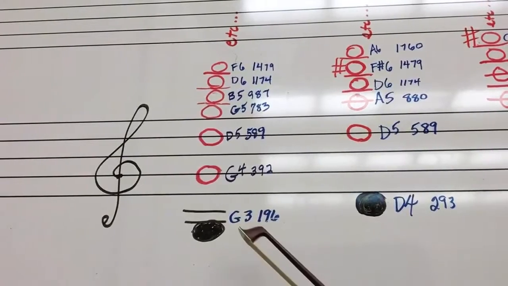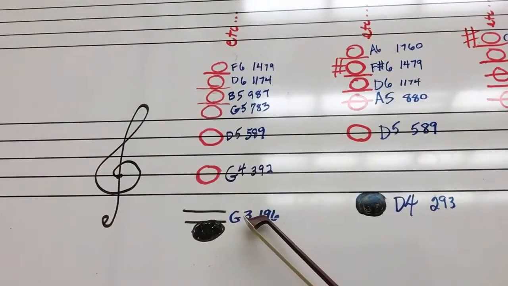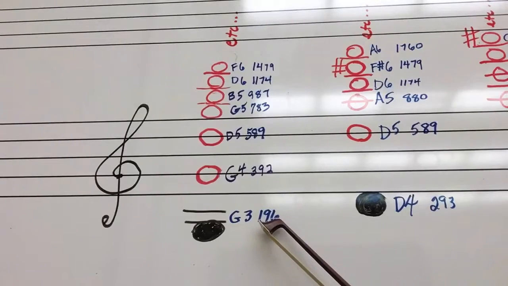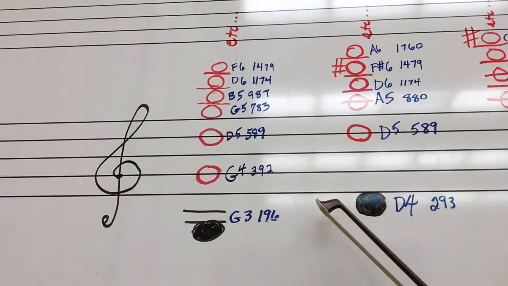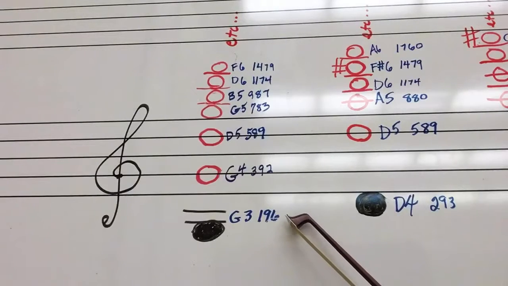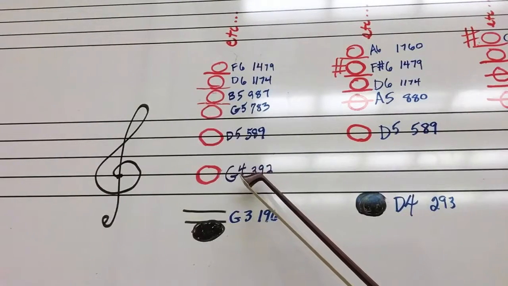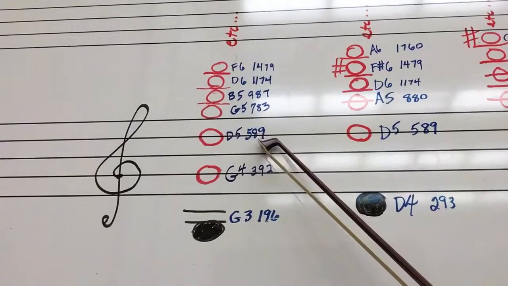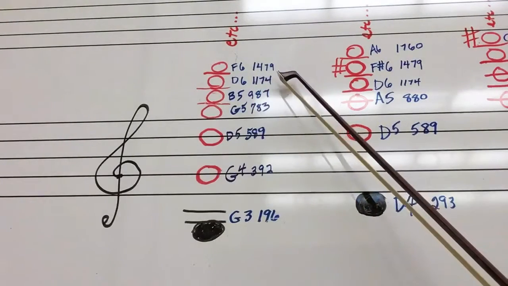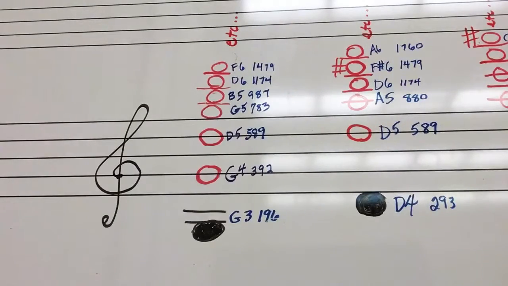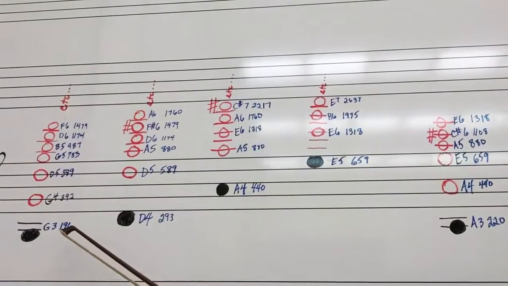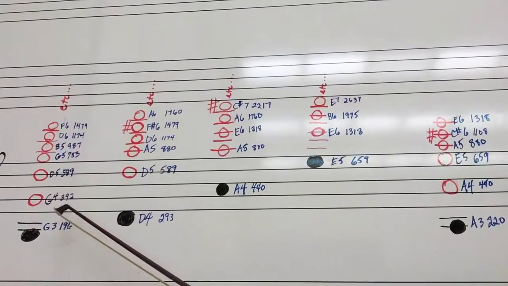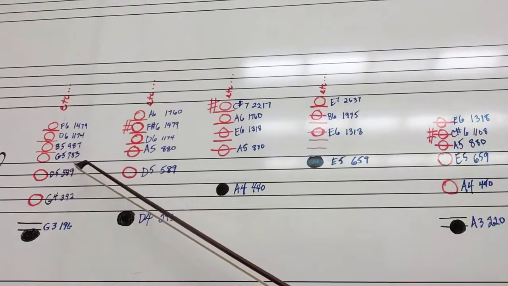So when we play open G, also called G3, it is vibrating the air at 196 oscillations per second, or 196 hertz. Also, there's a G4 vibrating at 392, and a D5, and a G5, and a B5, D6, F6, etc. Let's pretend that the G3 is the parent, and it has all these kids. The overtones are its kids.